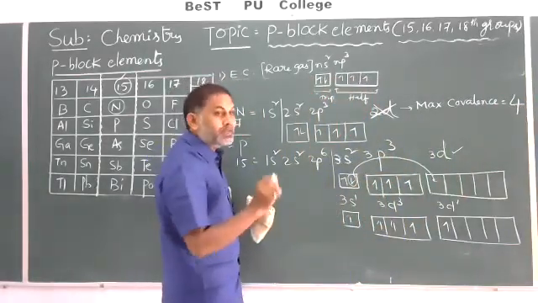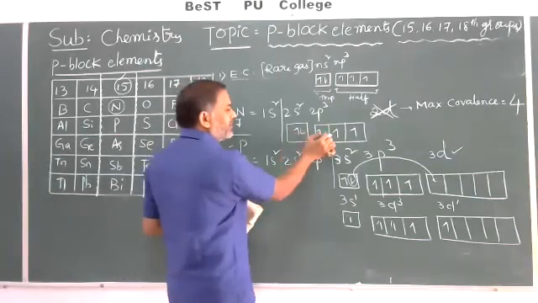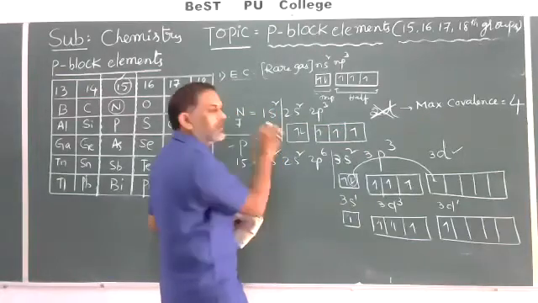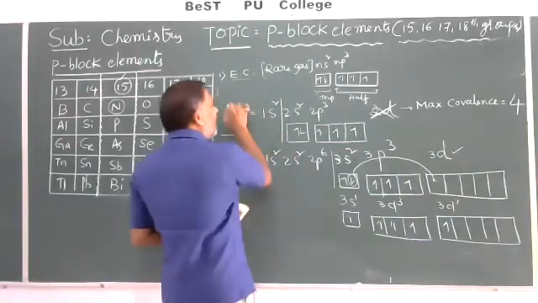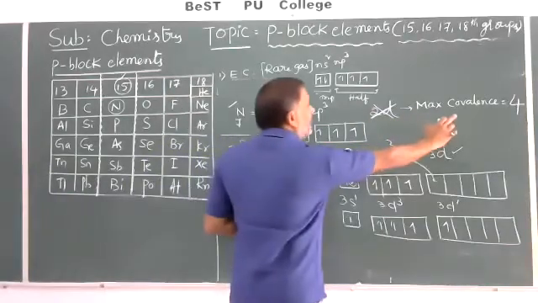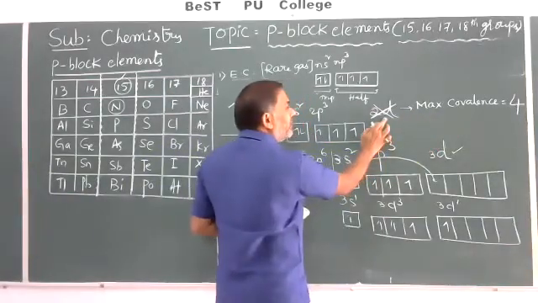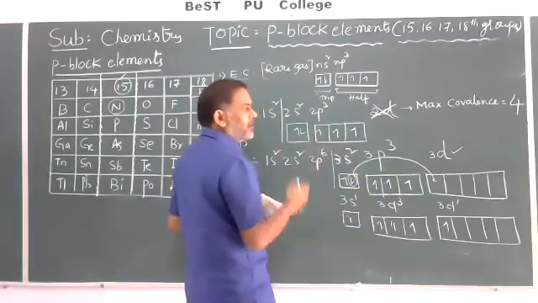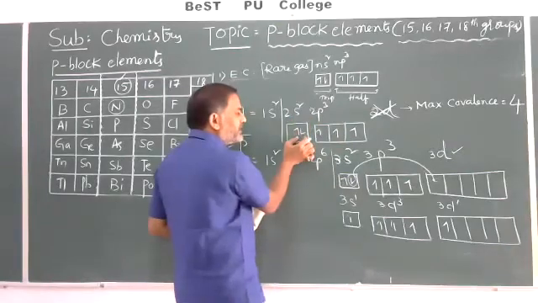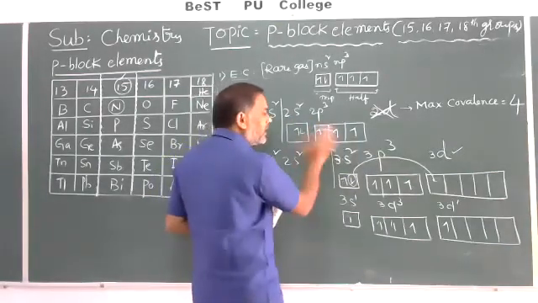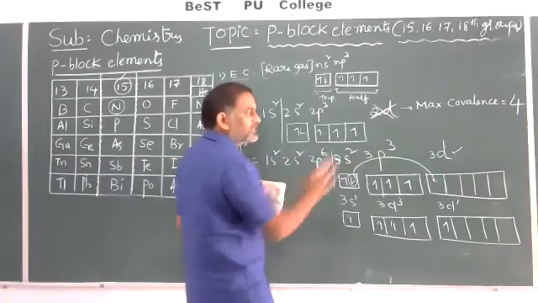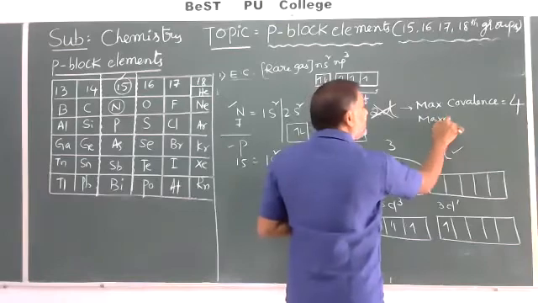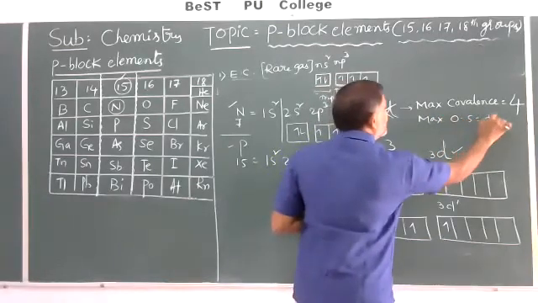Covalency means combining capacity. Only these 4 participate in a chemical reaction. That's why for nitrogen the maximum covalency is 4, due to the unavailability of d orbitals. First excitation cannot take place. Only these valence electrons, one pair and the remaining 3 unpaired electrons, are involved. That's why the covalency is 4. But the maximum oxidation state is +5 for nitrogen.